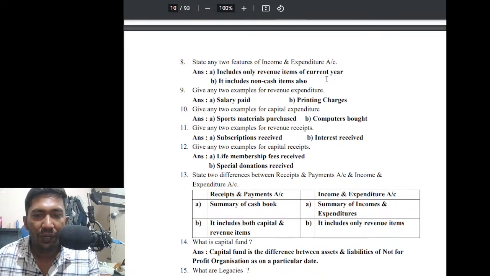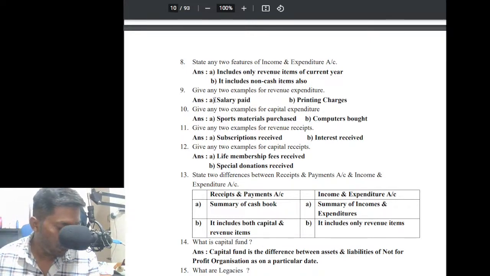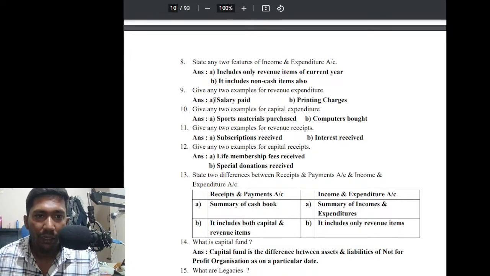Give two examples of revenue expenditure. Revenue expenditures are those expenditures which we do in day-to-day life. Okay, stationery, carriage inward, carriage outward, payment of rent, all those things, payment of insurance premium, rent, rates and taxes. All this comes under revenue expenditure, guys. Okay, capital expenditure is buying of assets. By doing investments, buying of assets, that is known as capital expenditure.